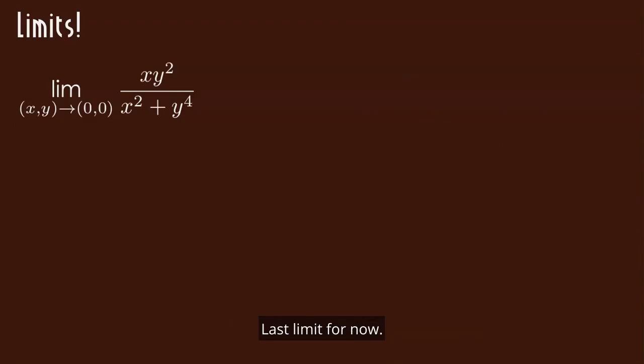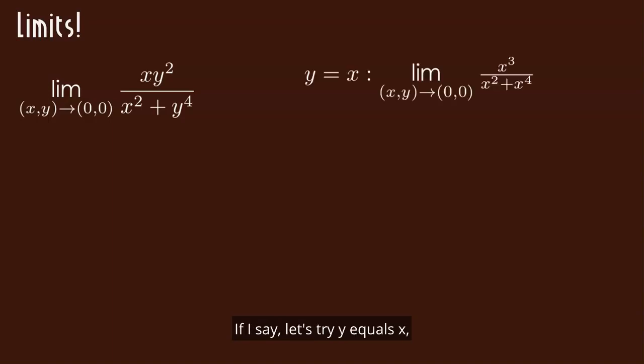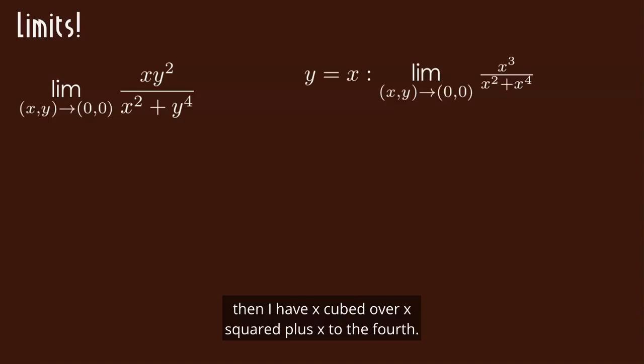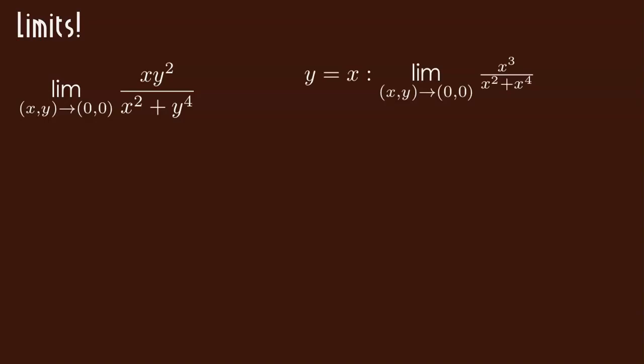Last limit for now. The limit as xy approaches 0, 0 of xy squared over x squared plus y to the 4th. If I go along x equals 0 or y equals 0, I'm going to get 0 both times. That's not going to help me. If I say, let's try y equals x, then I have x cubed over x squared plus x to the 4th. This is a problem in a couple ways. I can't bring these two together. I'm going to try a different path.